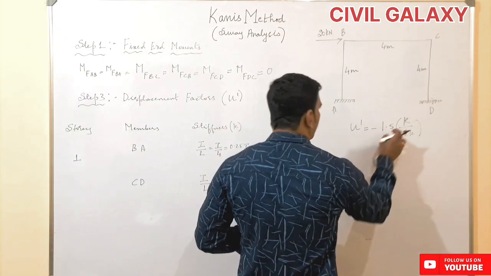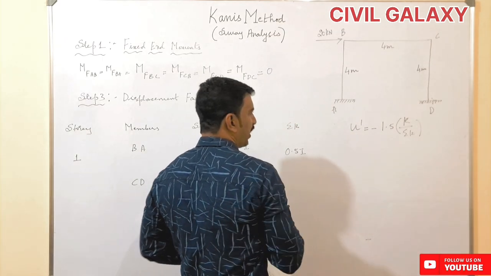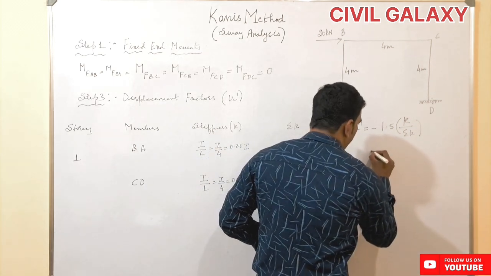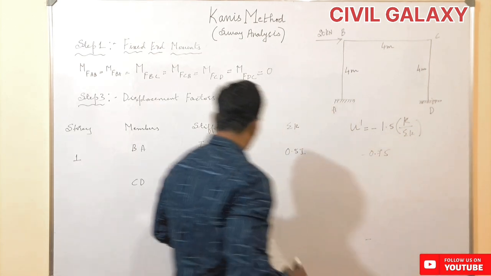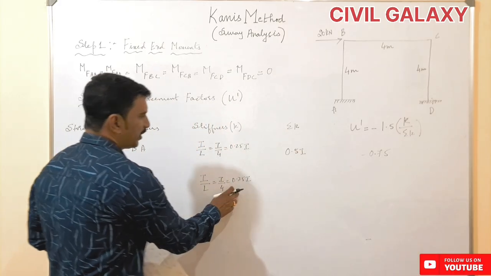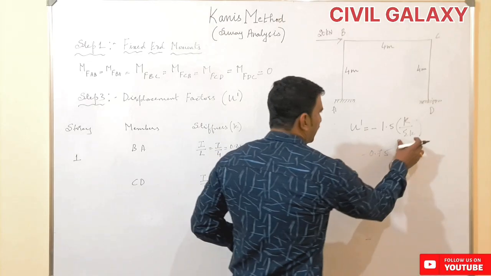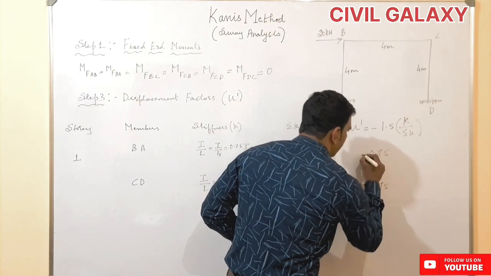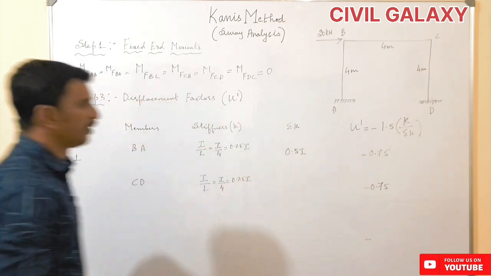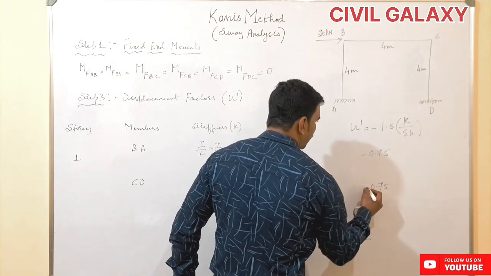So if you put the value of K as 0.25 and sigma K as 0.5 I, we are having a value of minus 0.75. And here also we are having the same values, that is 0.25 and 0.5. So if we apply the values over here, we are getting minus 0.75.